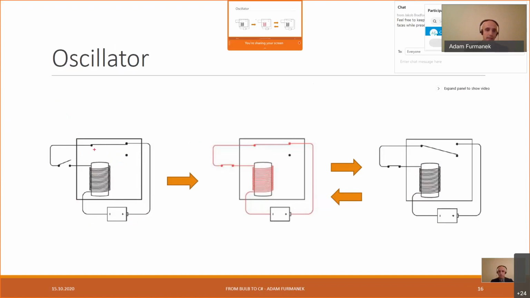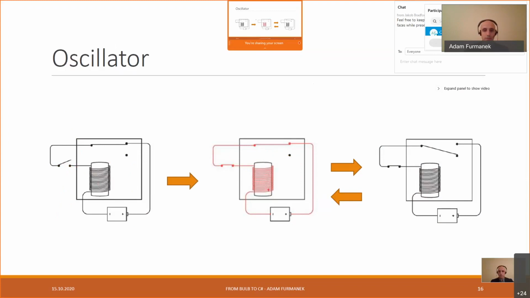So what happens in this oscillator which we are building is we start with something like this. There is no electricity in this circuit because, well, the circuit is open here. What we do next is we close the circuit here. And once we do it, the circuit is closed, as you can see here, and the electricity starts flowing through the circuit.